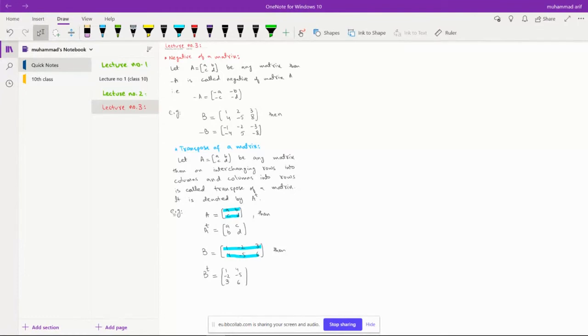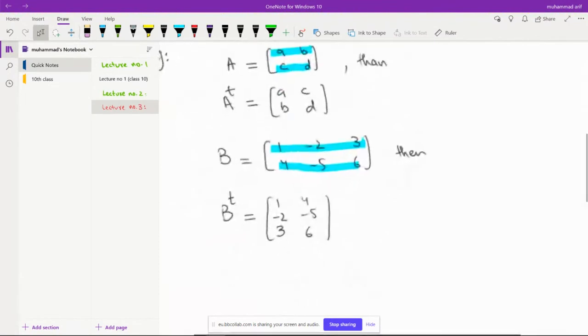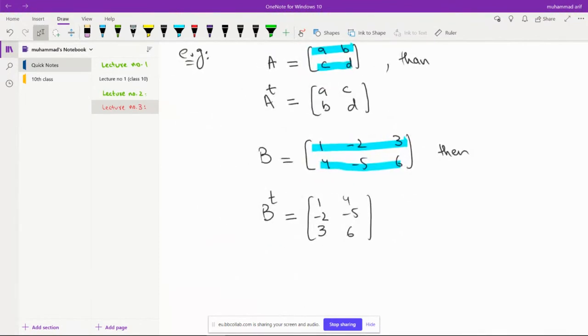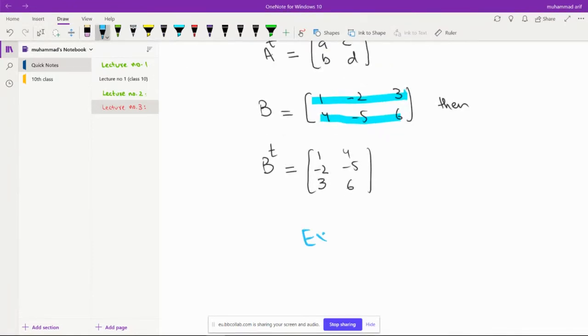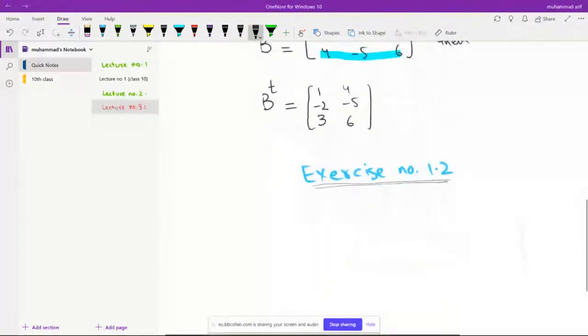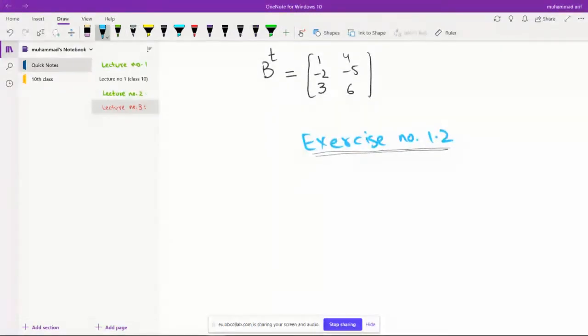Okay, okay. Now we come across exercise 1.2 on page number 9. Open the book, page number 9. We solve the remaining part of the exercise. Exercise 1.2. Question number 4.